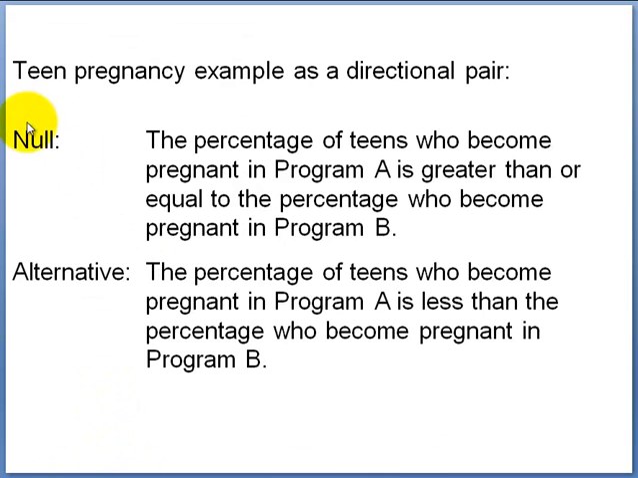Here is our teen pregnancy example expressed as a directional pair. That is, we're going to be using greater than and less than in our pair. So, null: The percentage of teens who become pregnant in program A is greater than or equal to the percentage who become pregnant in program B. Alternative, negating the null, the logically opposite condition: The percentage of teens who become pregnant in A is less than the percentage who become pregnant in B.